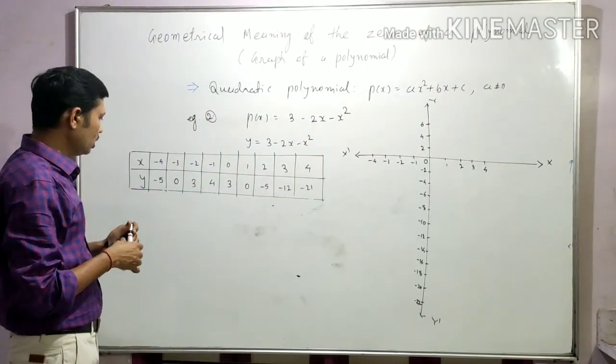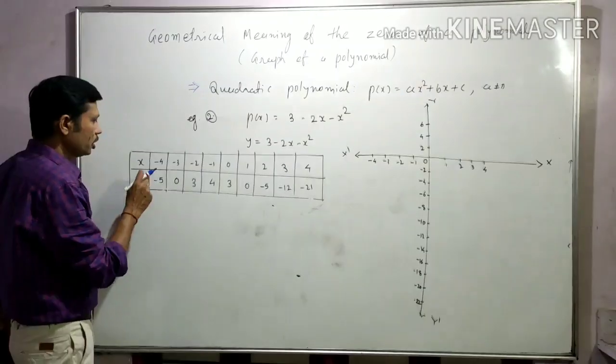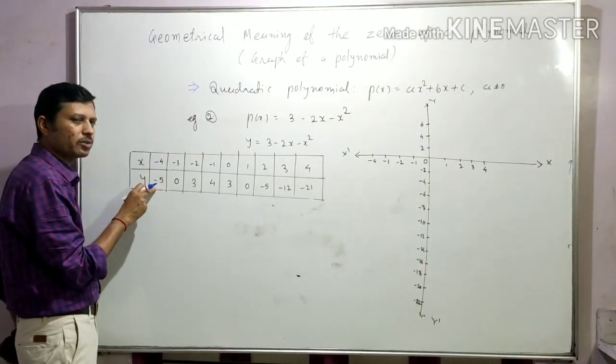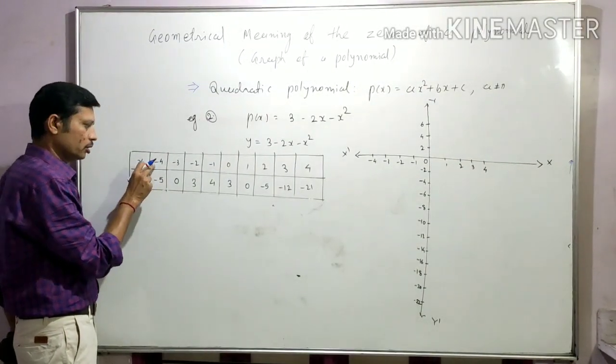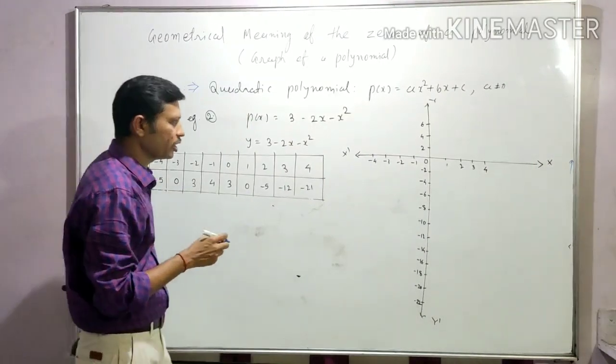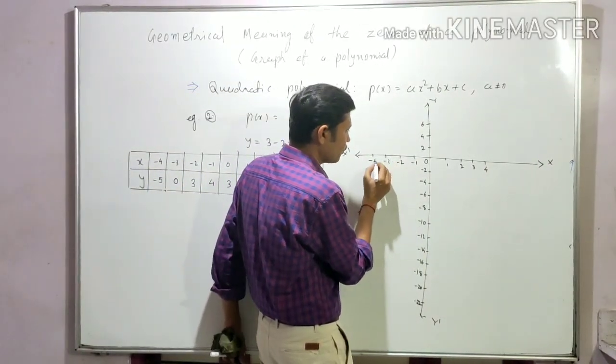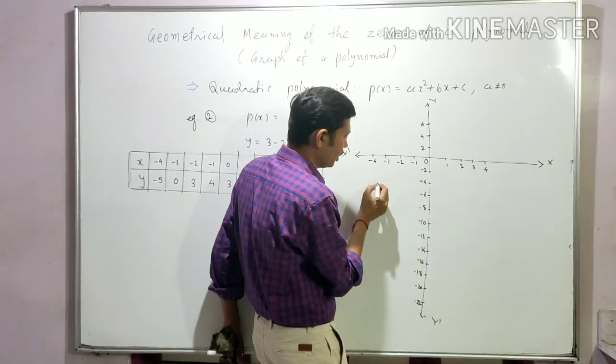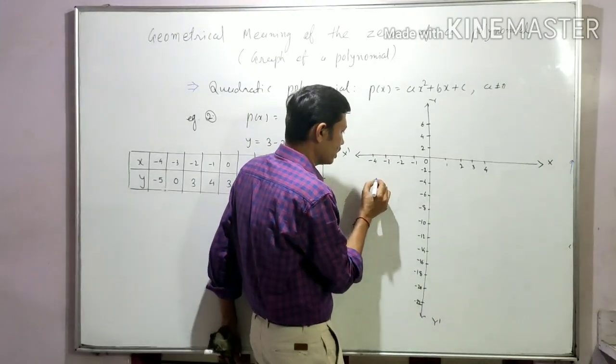Okay, now let's place the points one by one. Here both the coordinates are negative, so this point comes in the third quadrant. The x coordinate is minus 4, the y coordinate is minus 5, between minus 4 and minus 6. So this point is like this.